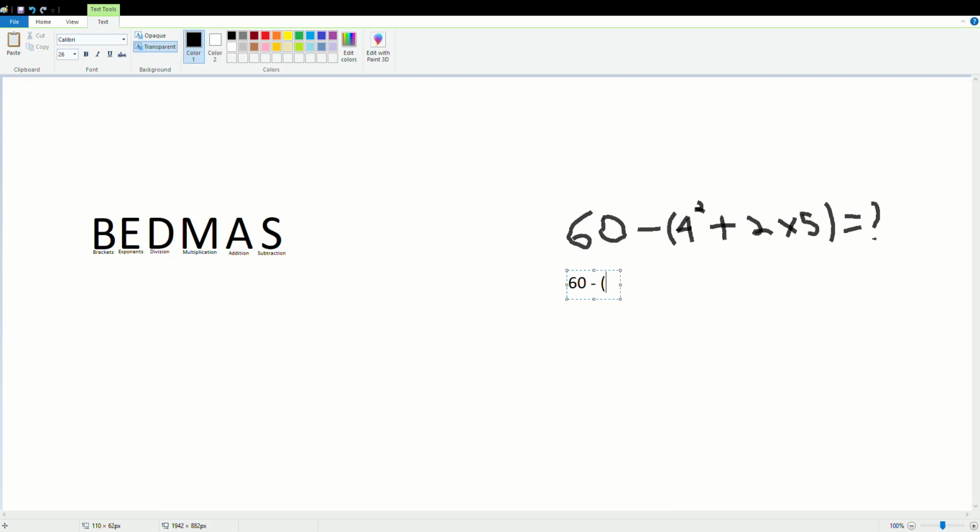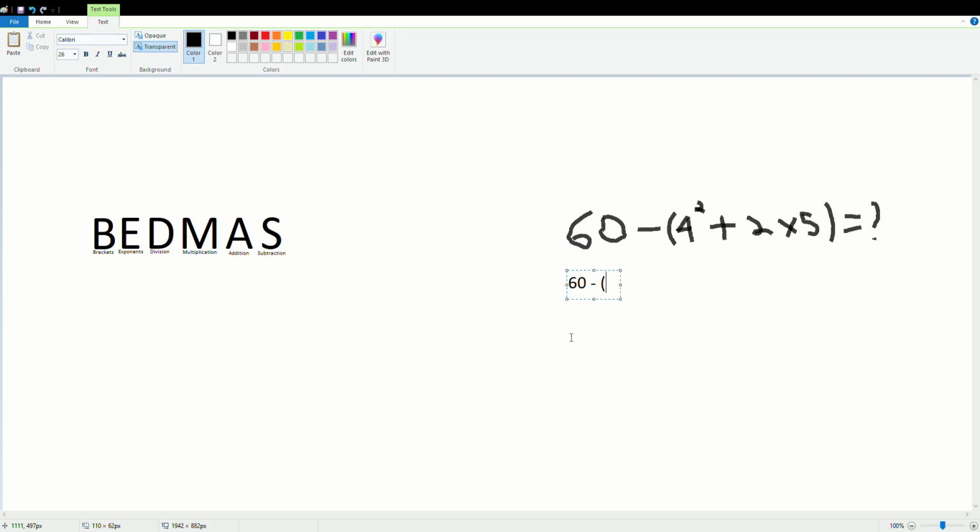This is where you can pull out your calculator. 4 squared, so 4 times 4. In fact, you don't even need the calculator for that if you're good at mental math, but you can use the calculator if you want. There's no shame in using it, but 4 times 4 is 16.